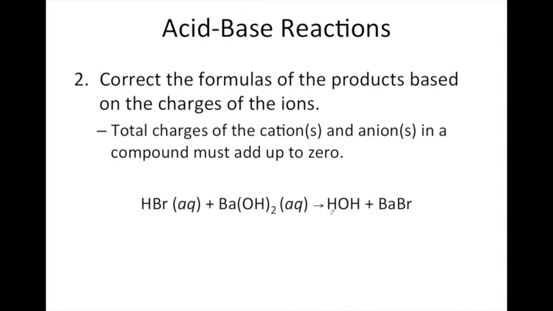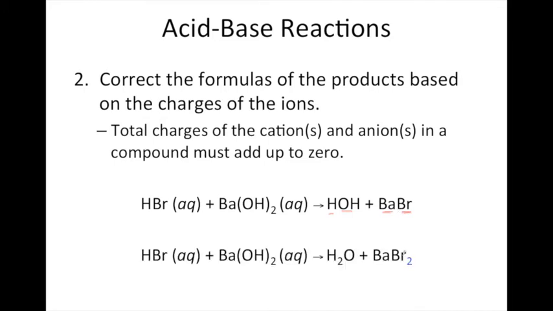So here, let's look at this first product. We have H+ and OH-. So those charges add up to 0. Over here we have barium. Barium has a +2 charge, and bromide has a -1 charge. So those are not paired up correctly. So in order to get them paired up correctly, we need 2 bromides for every 1 barium. Okay, so first step, pair them up, cation to anion. The second step, now we write the correct number based on their charges.